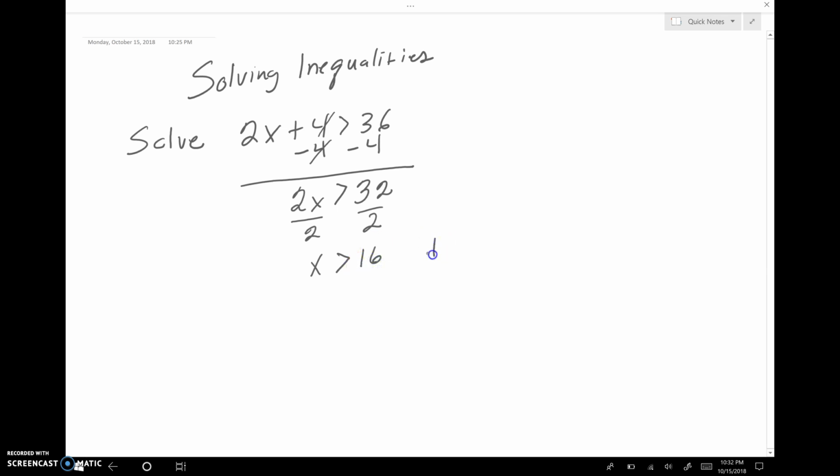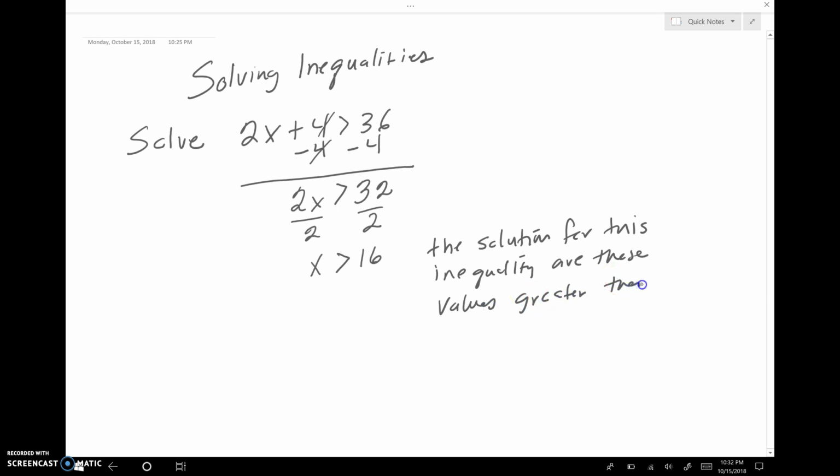Meaning the solution for this inequality are those values greater than 16. And we can check this.